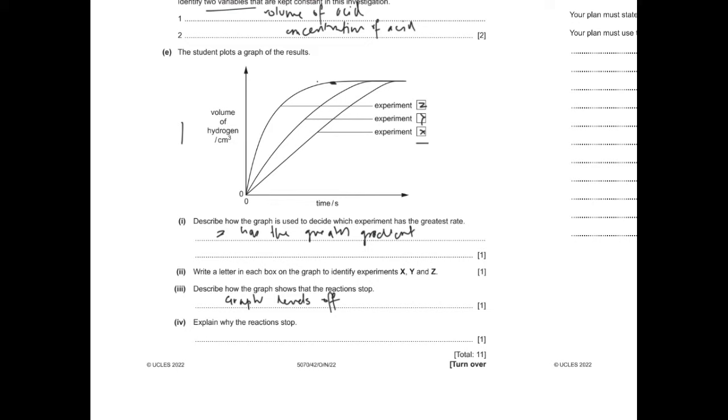Explain why the reactions stop. Reactions stop because reactants are consumed. Reactants are consumed, or to be more precise, you can say magnesium is consumed because HCl is not going to be consumed totally because HCl is in excess. So a better answer would be magnesium is consumed or magnesium is used up. Right?